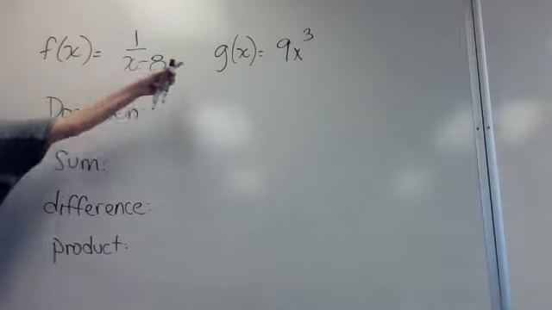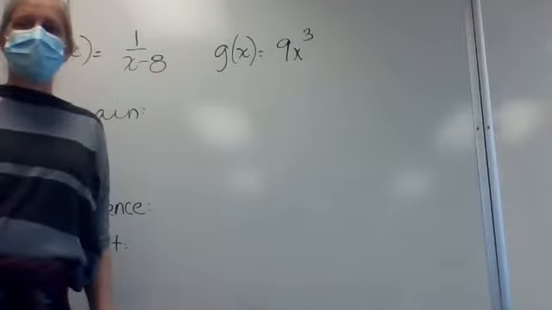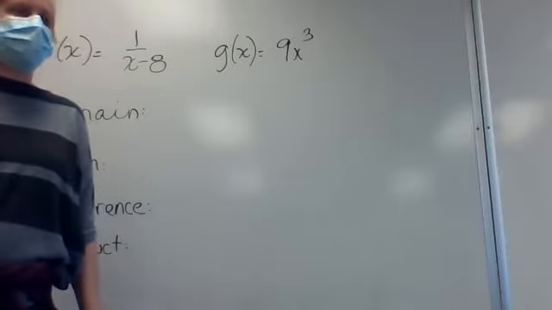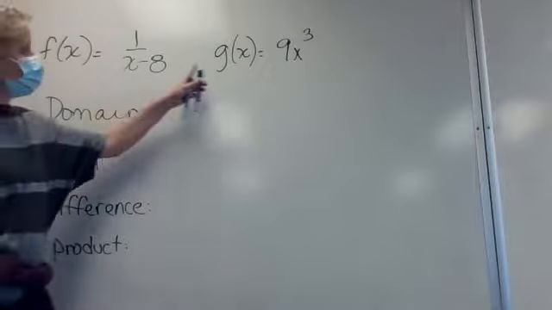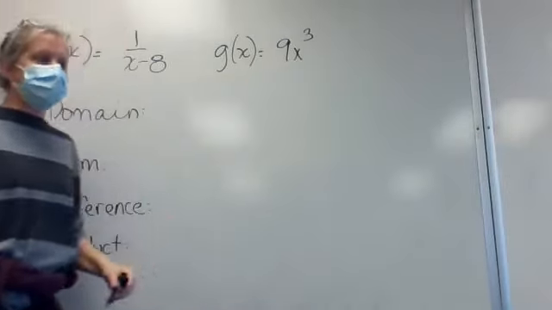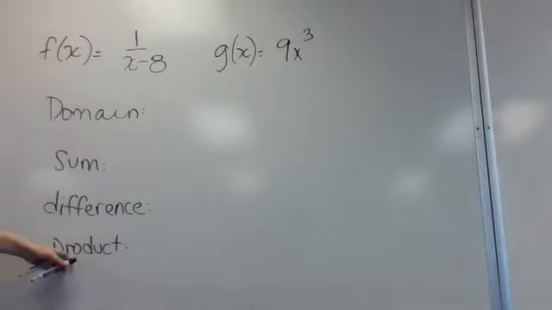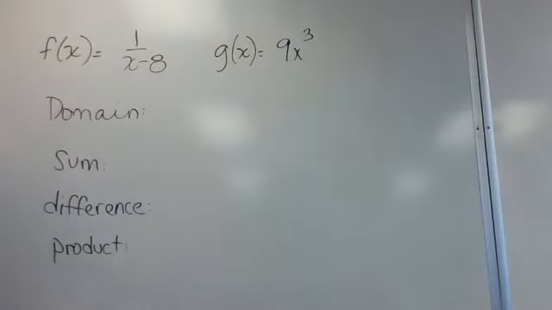The sum would mean you are adding those two functions together. If I add those two functions together, I'm still going to have x minus 8 in my denominator. If you subtract this function minus this function, I'm still going to have x minus 8 as my denominator. Product means multiplying these. If I multiplied those two functions together, I'm still going to have x minus 8 as my denominator. So the domain of these three things are all going to be the same.